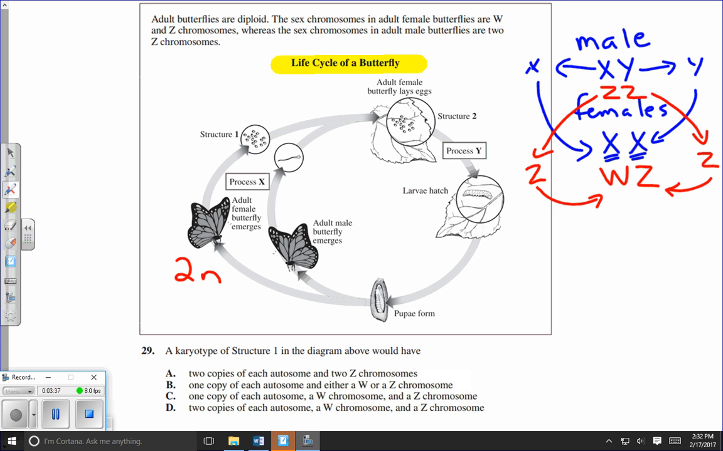Now, I'm not going to look at the answers yet. I'm not worried about the answers. What I'm worried about is what do they mean by a karyotype? Well, the karyotype is just the list of all the chromosomes that would be present in a cell.